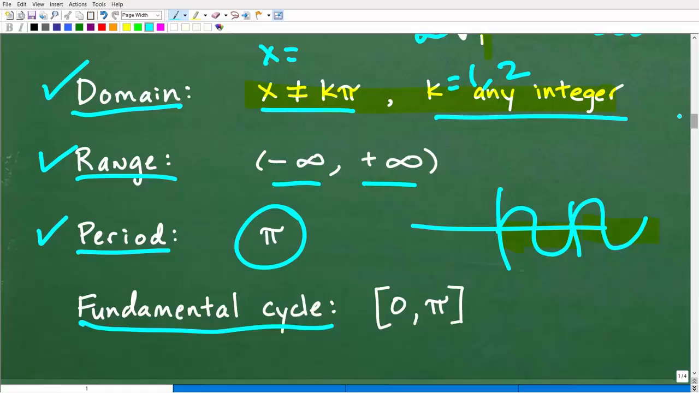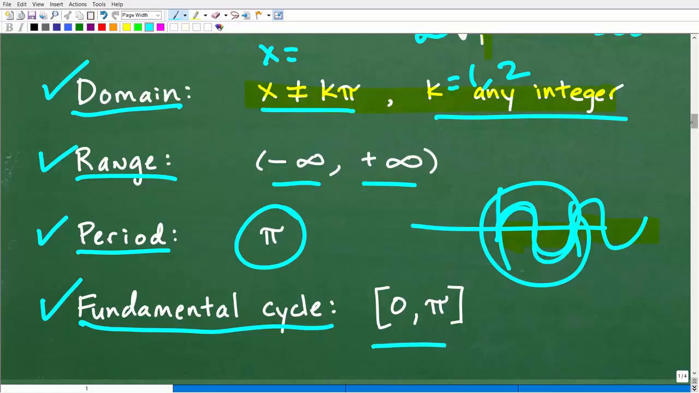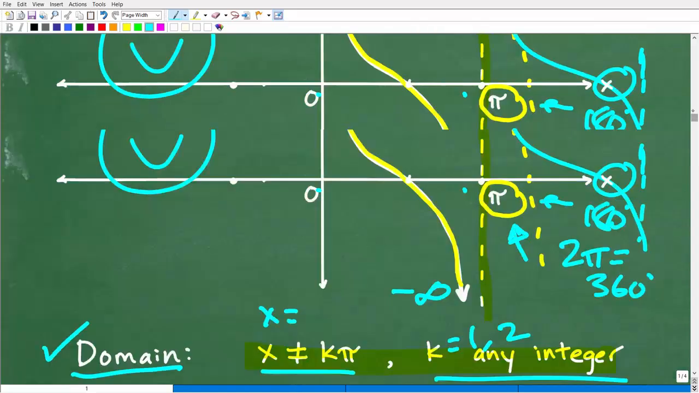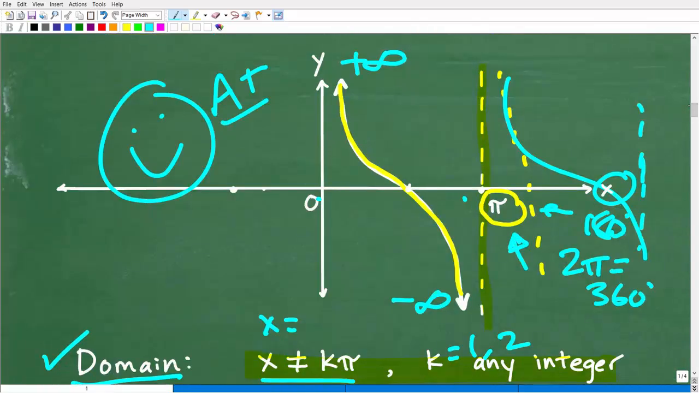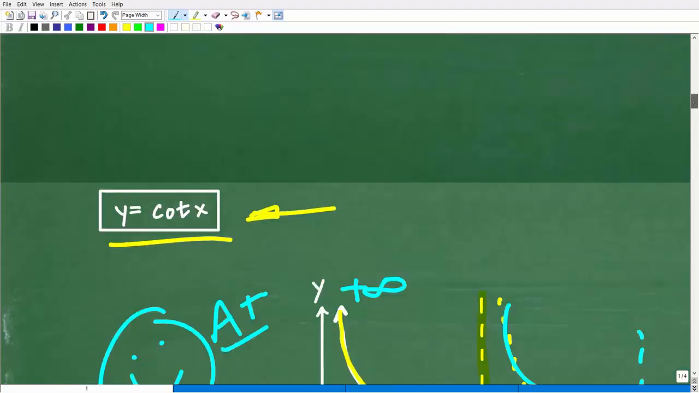Okay, and what is the fundamental cycle? Well, one cycle is basically one complete graph. So it's going from 0 to pi, and here is our interval notation. Hopefully you understand it right here, but there you go. So 0 to pi. All right, so that's just the basic cotangent graph.